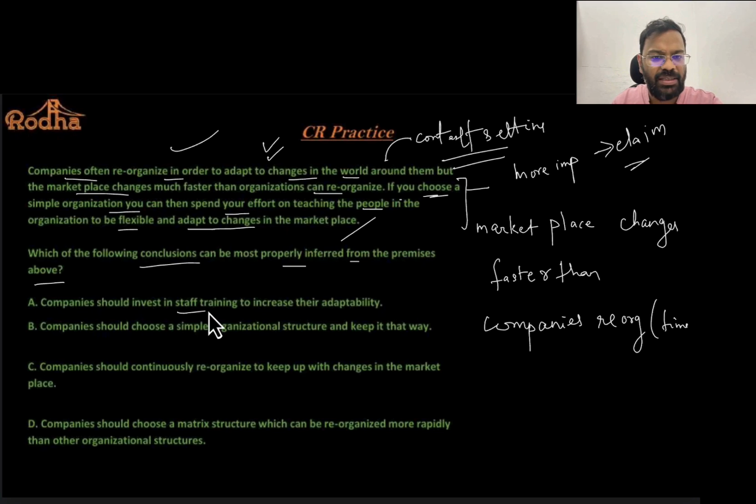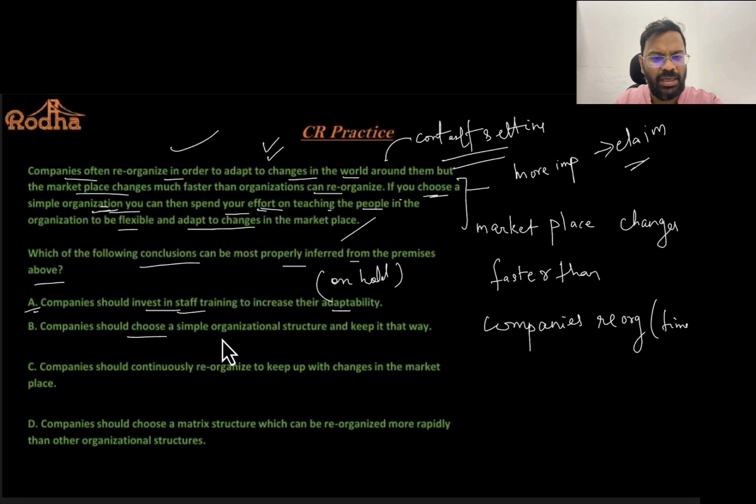Companies should invest in staff training to increase their adaptability. Fair. Should invest in staff training, spend your effort on teaching the people to be flexible to adaptability. This is an option I kept on hold. But I'm not very happy because it doesn't talk about choosing a simple organization. It has to be about simple organization because this is needed for this. But I keep this option on hold for now.